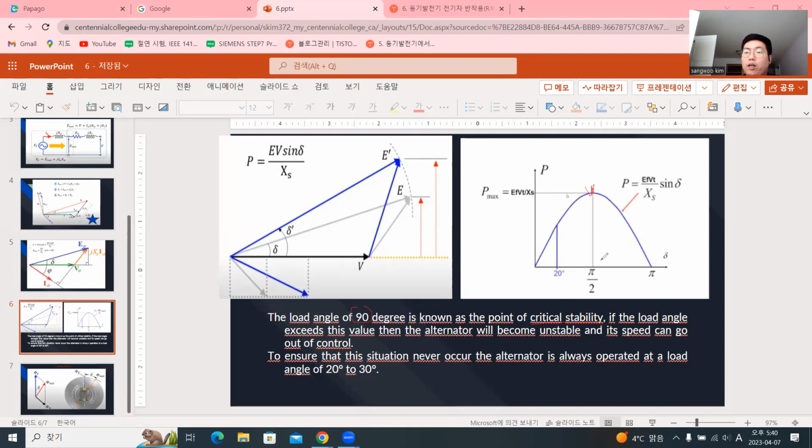If the load angle exceeds 90, the alternator will become unstable and its speed can go out of control. That means it has a negative effect if it goes over 90 degrees. So for safety, we generally operate between 20 and 30 degrees. We cannot go over these 90 degrees. This is number one, the gray, and the blue is number two.